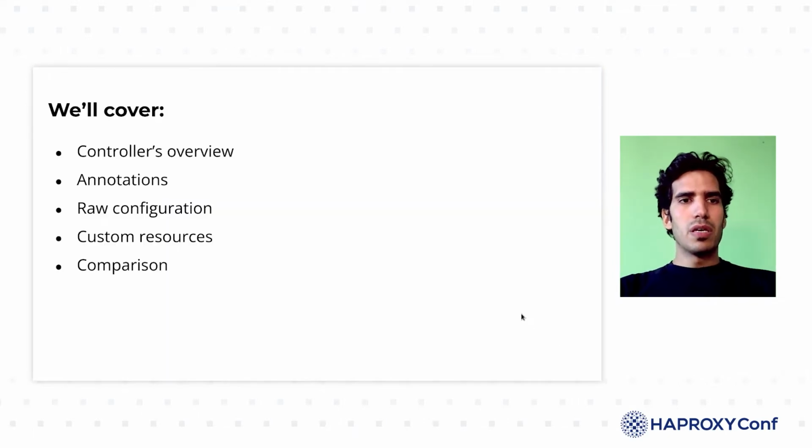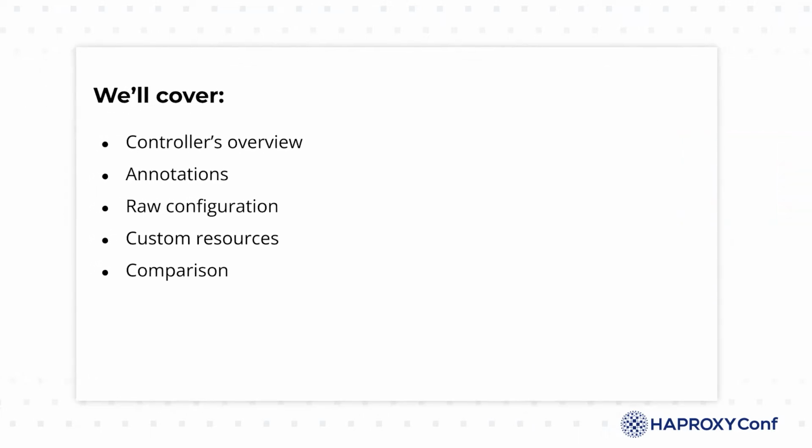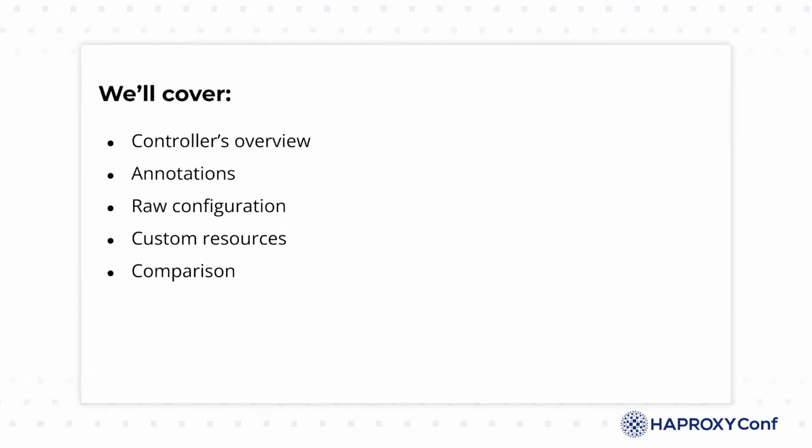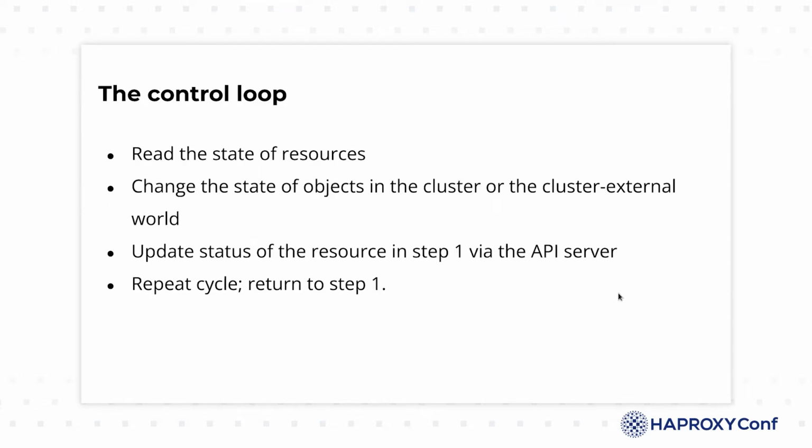As you may already know, the Ingress controller reacts to Kubernetes events and generates HAProxy configuration based on user input. In order to customize the HAProxy instance, multiple types of input are available. You can have annotations, raw HAProxy configuration, or custom resources. In this presentation, you will start with an overview of the controller, then go through the details of each input, and finish with a comparison between the different types.